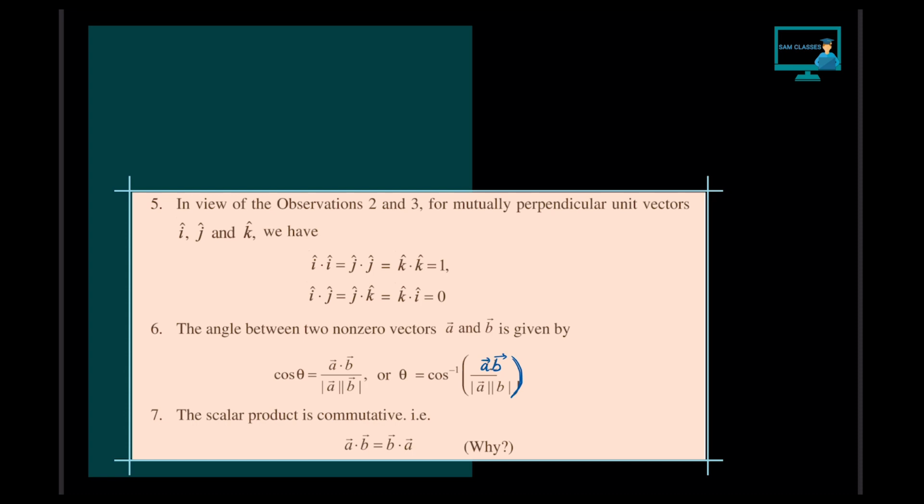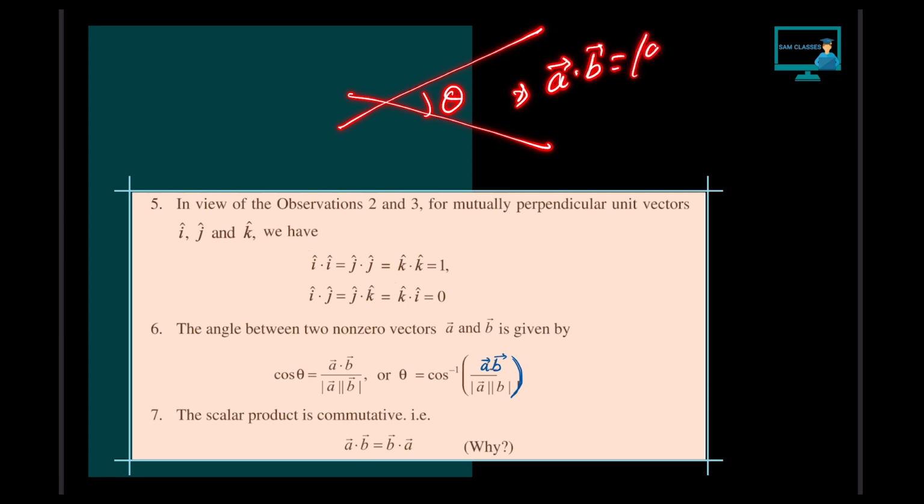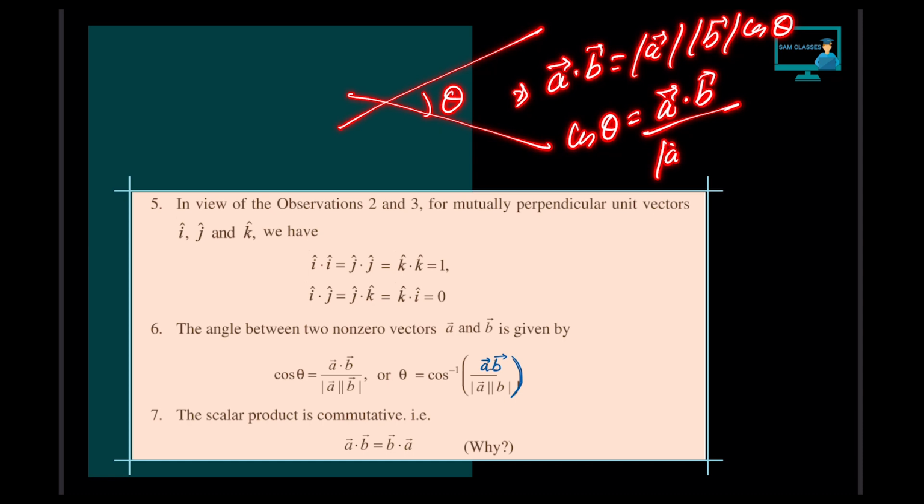Now, a lot of times we have to find the angle between two vectors. So what we can use, we already know a vector dot b vector is equal to mod of a, mod of b into cos theta. So from here we can find cos theta is equal to a vector dot b vector divided by the magnitude part. So very important, this formula also we use.